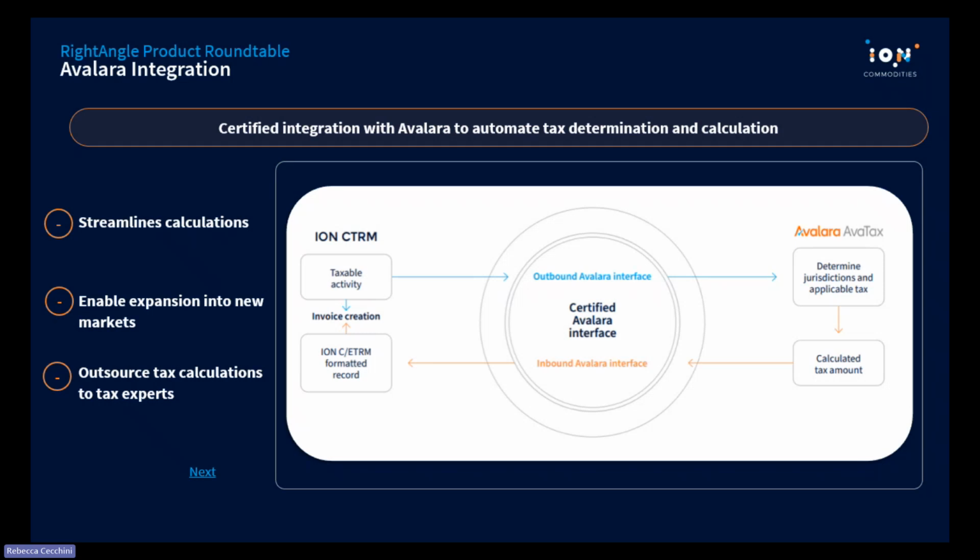You can see in the graphic that all taxable activity will be transmitted to Avalara via the interface. And then Avalara will determine those jurisdictions and any applicable taxes. Exemptions are also maintained within Avalara and will be evaluated during that process. And then the resulting taxes are then fed back to RightAngle where they're available for any downstream processing, such as sales invoicing. So we're really excited to provide this offering as it had been requested for many years.